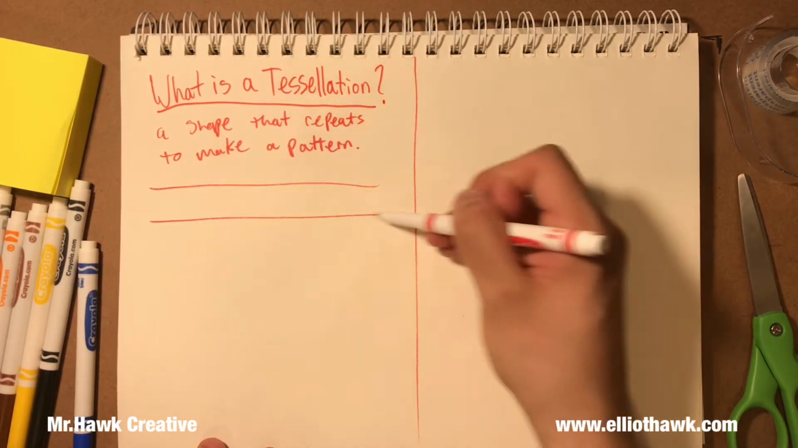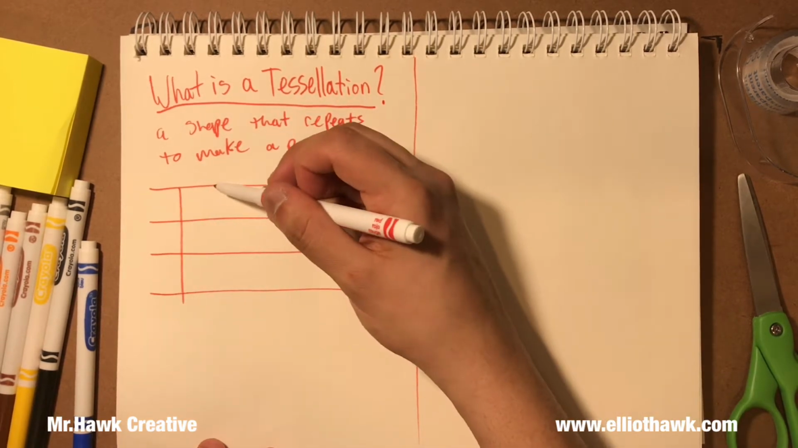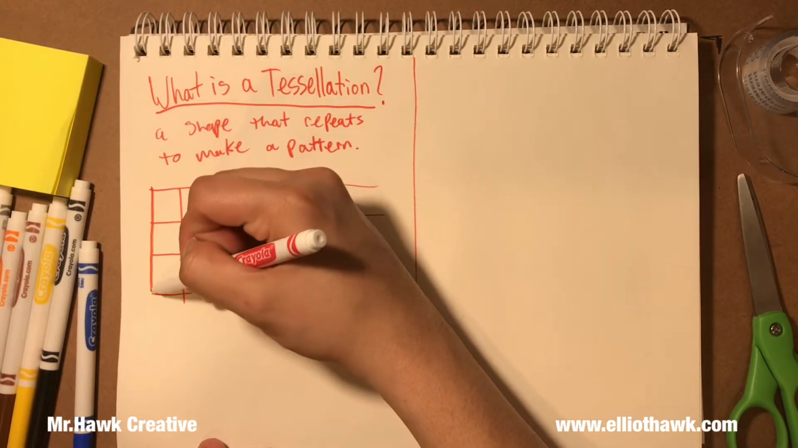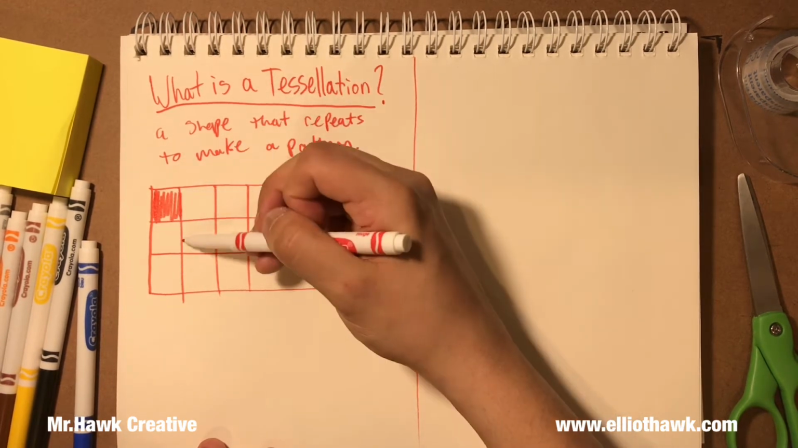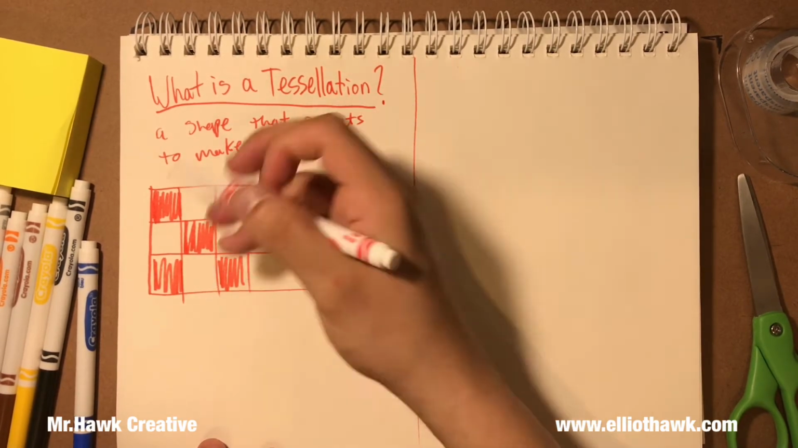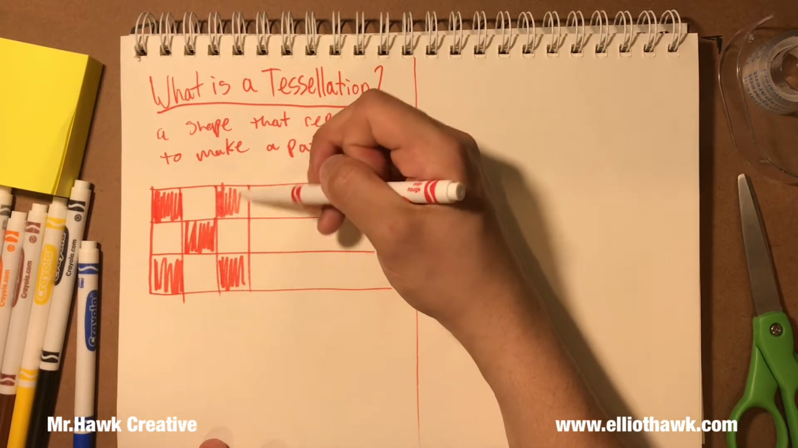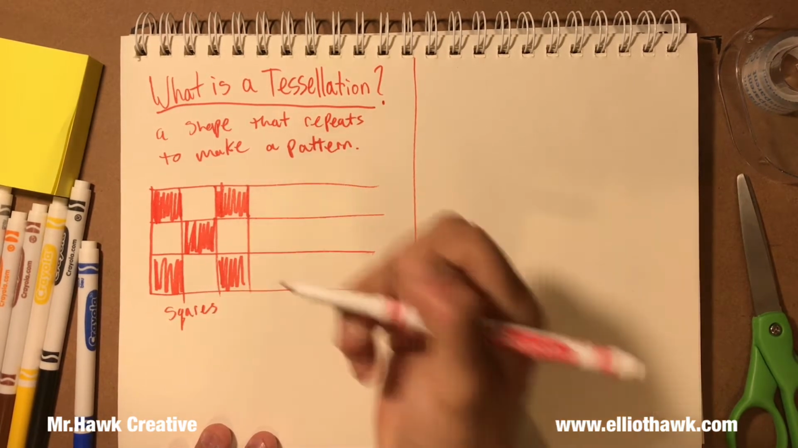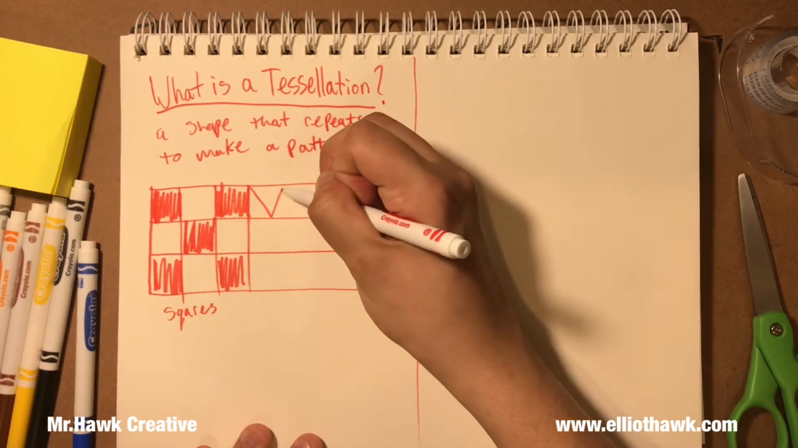So let's draw a couple of lines here to show our example. Look at that. We have an interlocking tessellation of squares, right? So let's color that in. Look at that. If we continue to pattern these out, we could make a nice checkerboard tessellation, okay? But that's just using squares. What if we used triangles to make a tessellation? Let's do this.